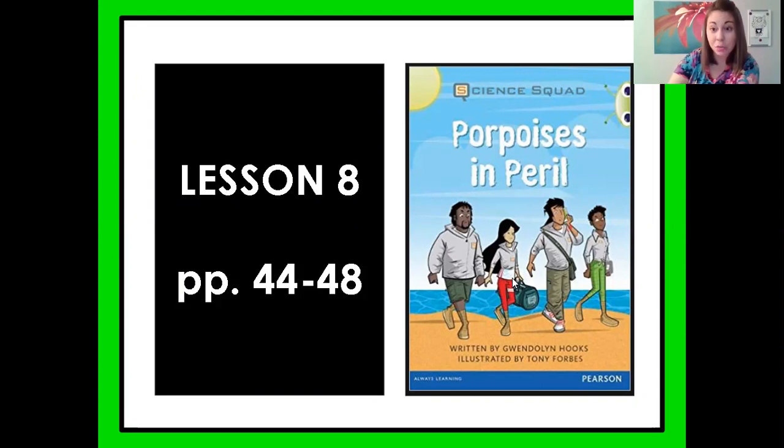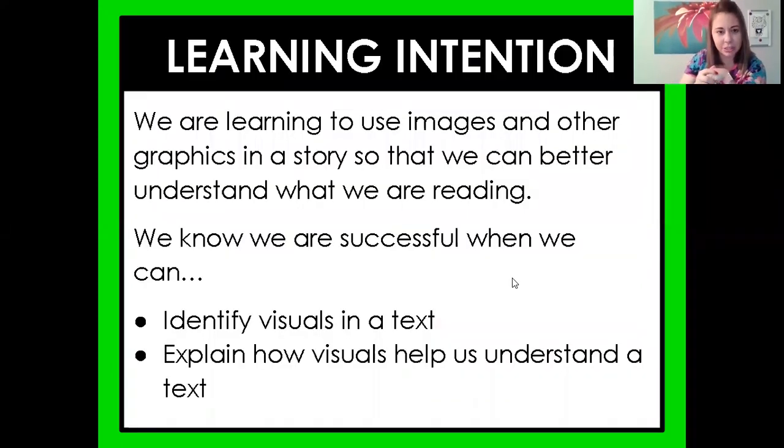So, here we go. Our learning intention. Today, we're learning to use images and other graphics in a story so that we can better understand what we're reading. So really, we're just thinking about how do the pictures come into play. So we know we're successful when we can identify visuals in a text and explain how they help us understand a text. Okay? Pretty easy. This should be a good lesson.